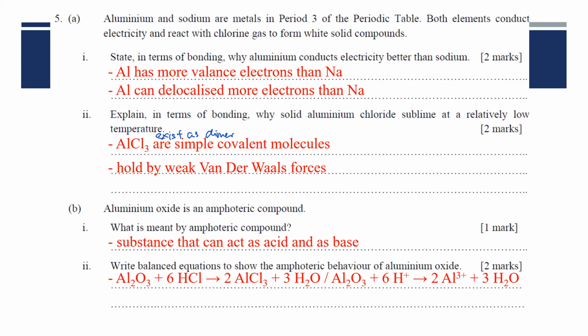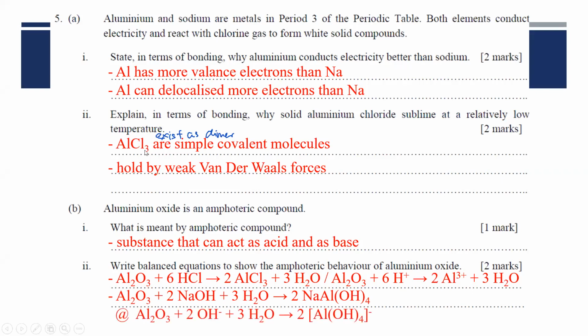Now you can also write it in the form of the ionic equation. As long as it is balanced, it should be okay. So Al2O3 plus 6H+ gives 2Al3+ plus 3H2O. Whereas when you react with alkali, Al2O3 plus 2NaOH plus 3H2O gives 2NaAl(OH)4. And this is the equation in ionic form, where Al2O3 plus 2OH minus plus 3H2O gives 2Al(OH)4 minus.